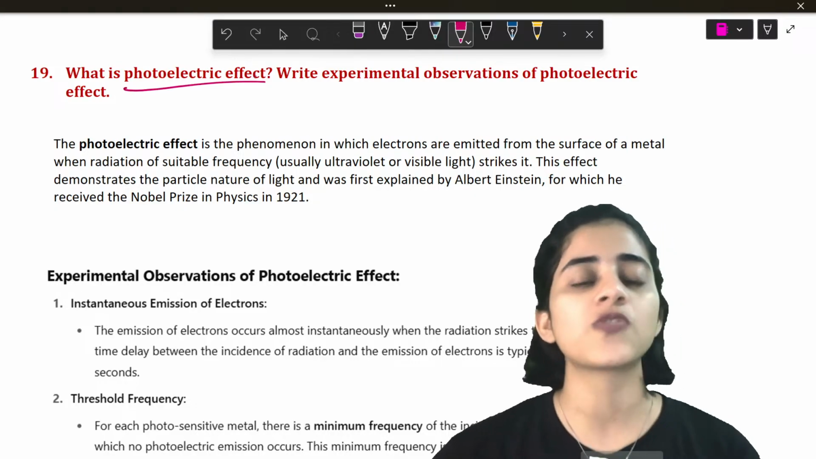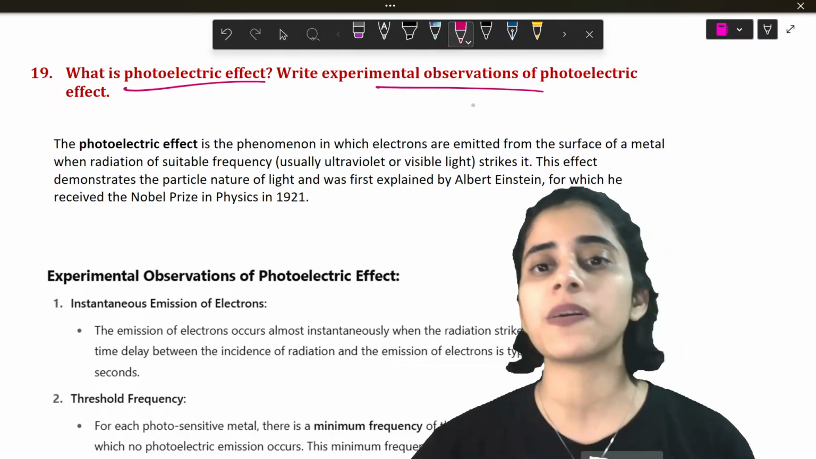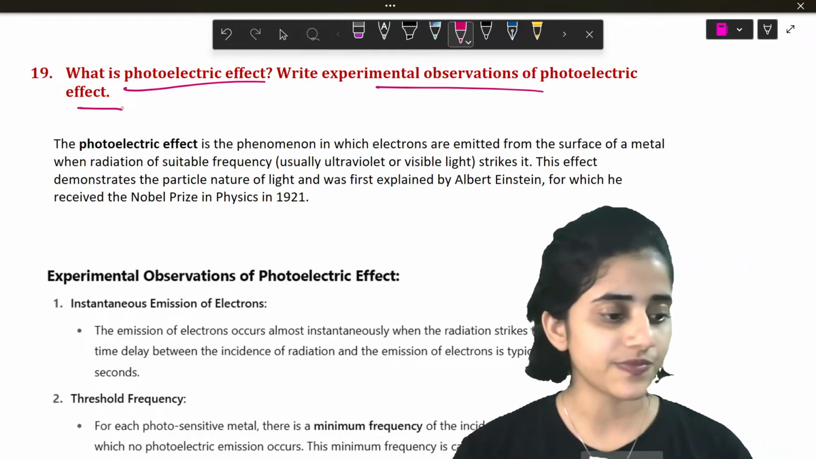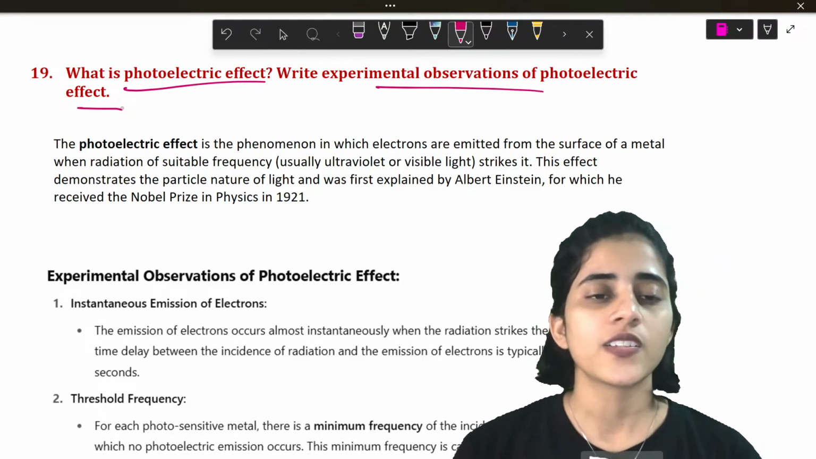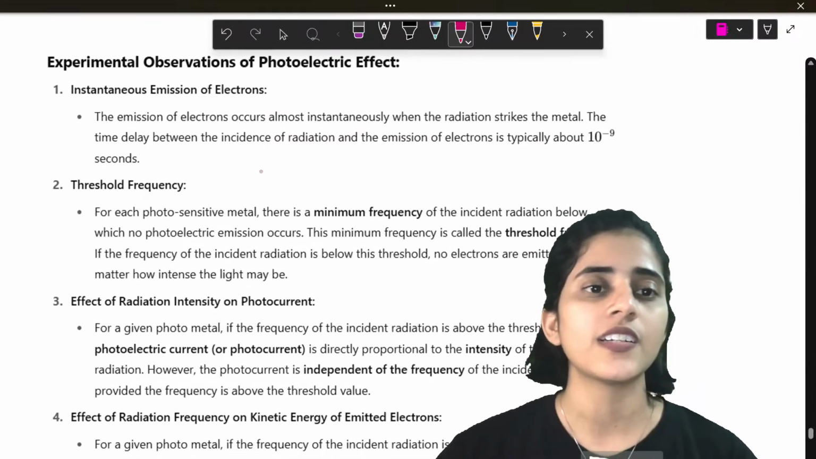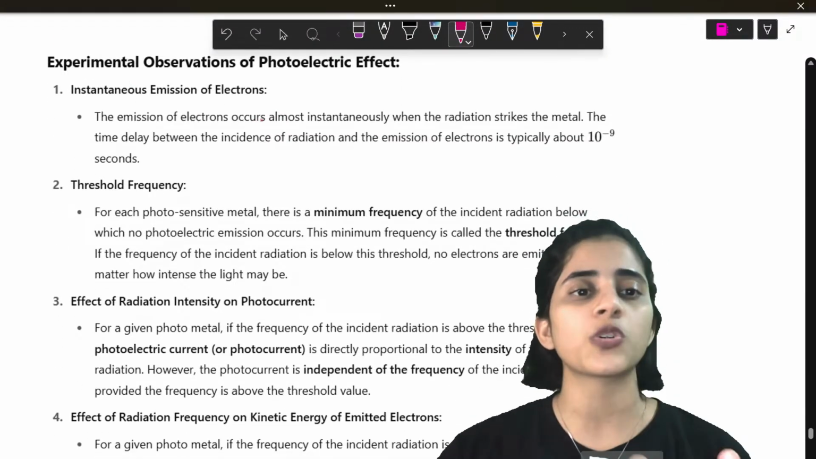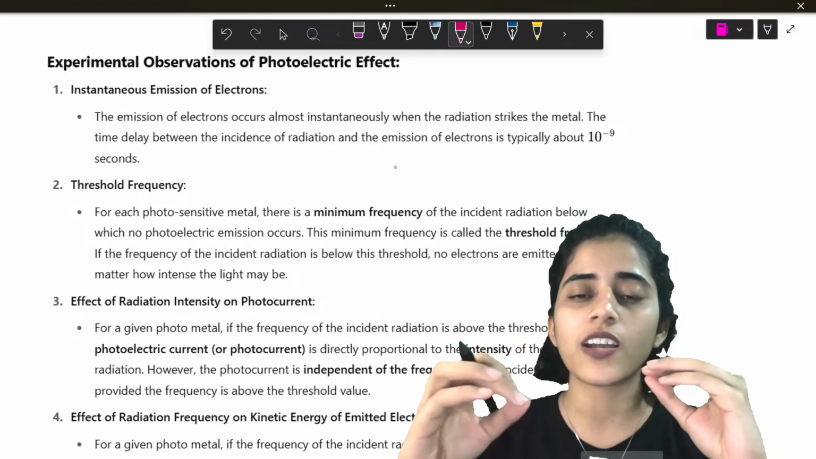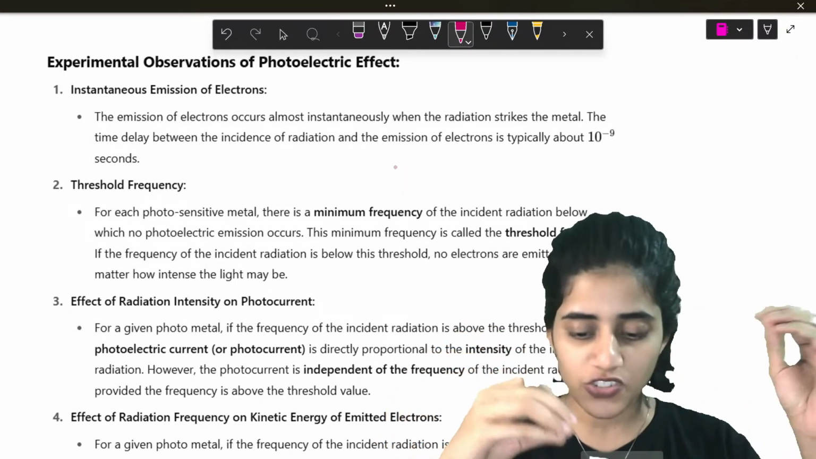Next, what is the photoelectric effect? Write experimental observations of the photoelectric effect. So the photoelectric effect, history and all is not required. What is the photoelectric effect? It is the emission of electrons that occurs immediately when something strikes a metal.